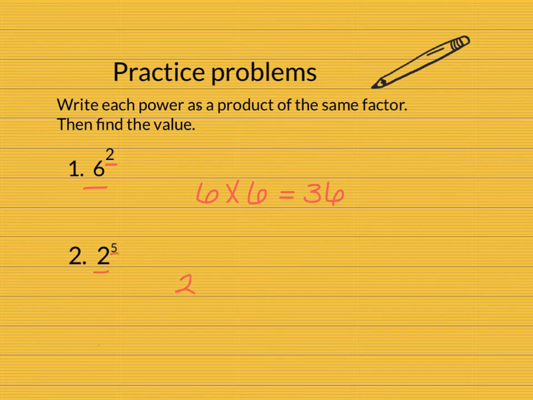The same with 2, which is your factor, is then multiplied 5 times. You then will have 2 times 2 times 2 times 2 times 2. If you say 2 times 5 is 10, that's incorrect. What you have to do is multiply each by 2. So 2 times 2 is 4. Then 4 times 2 is 8. 8 times 2 is 16. And 16 times 2 is equal to 32.